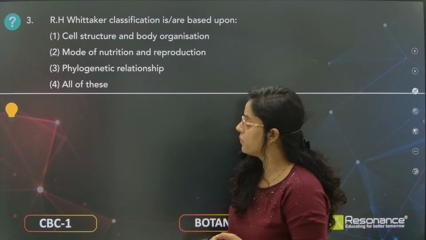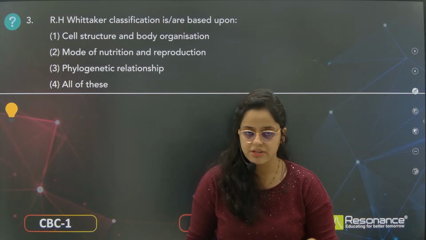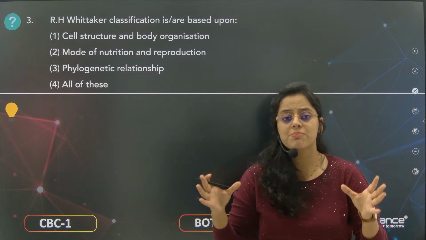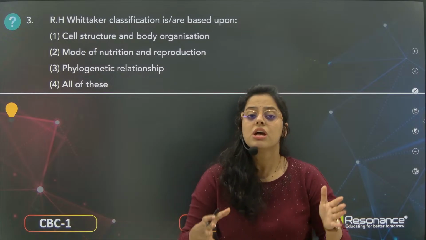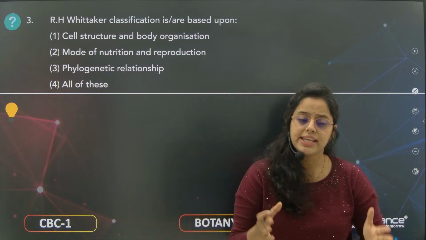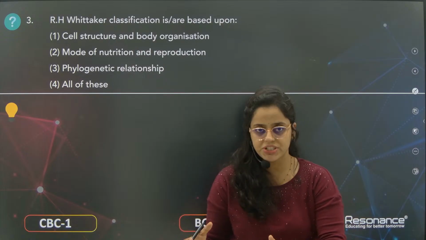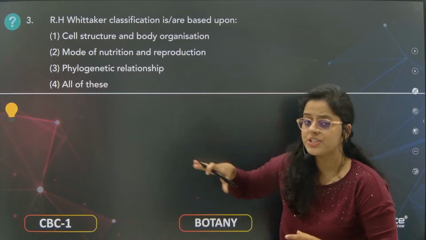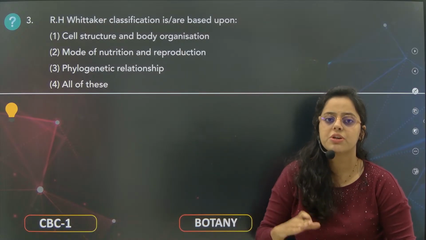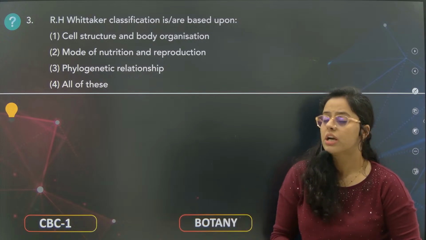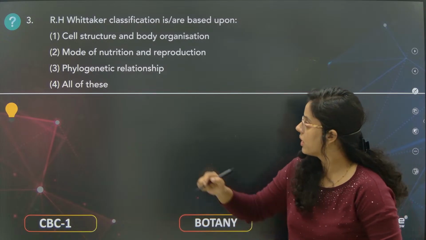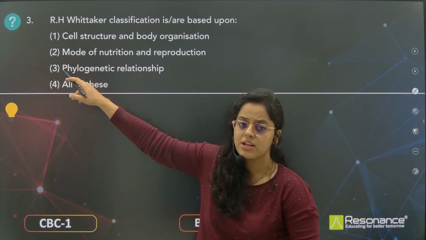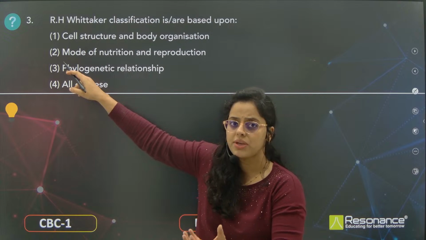As I have told you, this R.H. Whittaker classification is very important. Why? Because it is the most approved classification. They have taken the most important characteristic features, the characteristics of the cell, and the mode of nutrition has been taken into account. So all these points have been taken, like body organization, cell structure, mode of nutrition, reproduction, all these points are connected in the R.H. Whittaker classification. Cell structure, the structure of the cell, whether it is a primitive cell, prokaryotic cell, or advanced cell, which is also called eukaryotic cell.